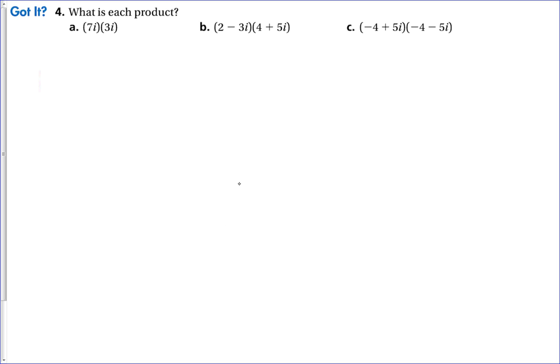All right, I want you to try these 3 real quick. What is the product of each? So go ahead and pause the video and work them out.